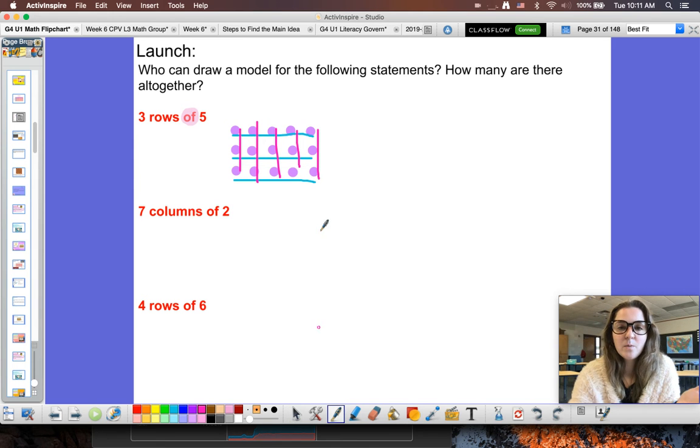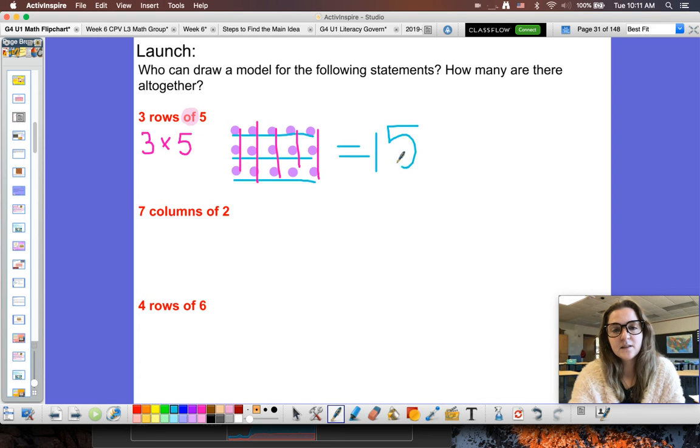So how many dots are in this array? If this says 3 rows of 5, that's kind of saying 3 times 5, because of means times in math. So 3 rows of 5, we know, can equal 15. If I don't know that off the top of my head, I can go ahead and count the dots in the array, but let's be working on our math facts. 3 times 5 equals 15.